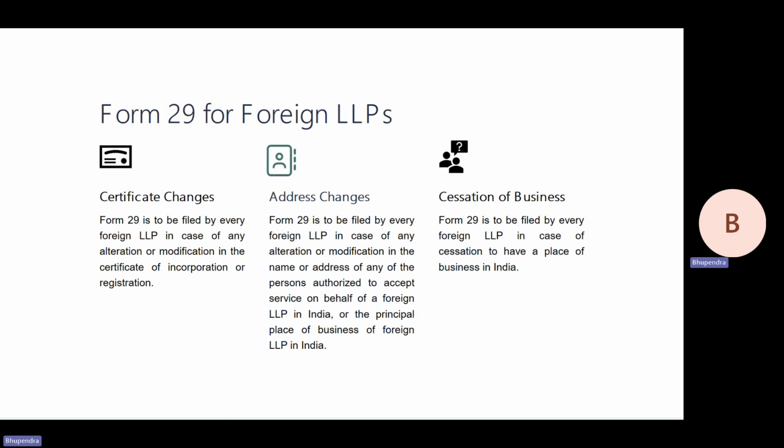Form 29 is filed by every LLP in case of any alteration or modification in the name or address of any person authorized to accept services on behalf of a foreign LLP in India, or the principal place of business of a foreign LLP in India. Here also we can say it is talking specifically about the businesses in India, not outside India. It is to be filed by every foreign LLP in case of cessation to have a place of business in India.